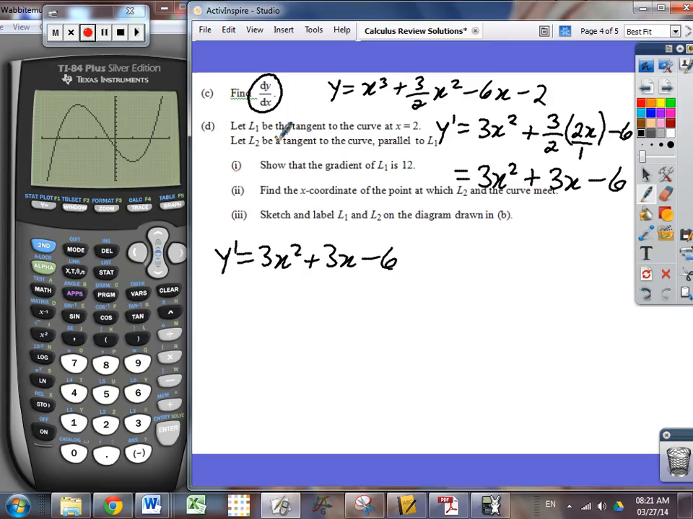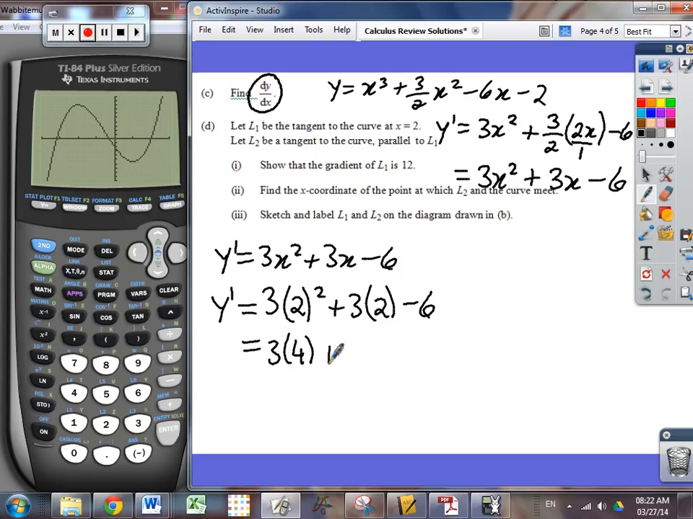So if the slope should be 12, let's find out if that's true when we put in x equals 2 into our derivative function to find out what the corresponding slope value is. Let's see what we get. 3 times 4 plus 6 minus 6, those cancel, and yay, we get 12 as required.